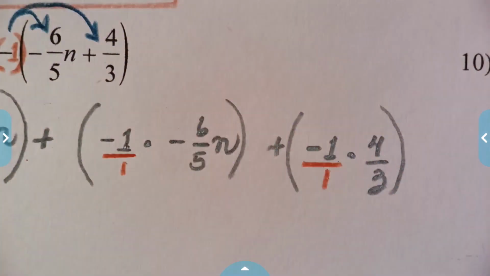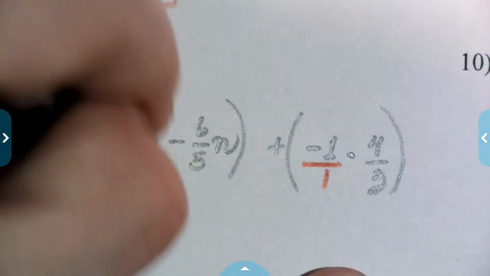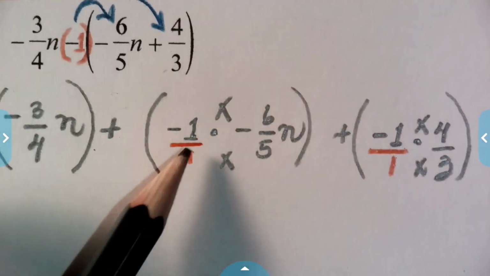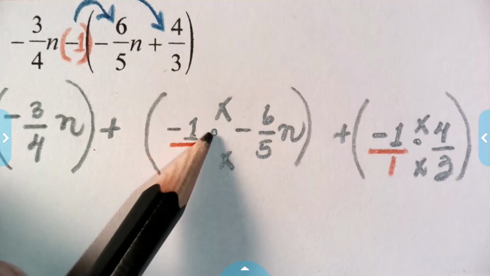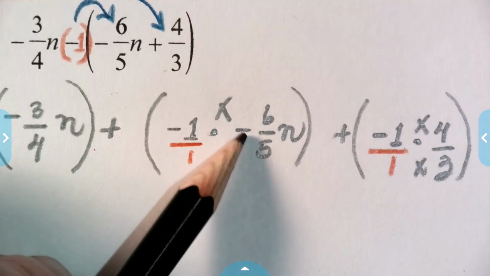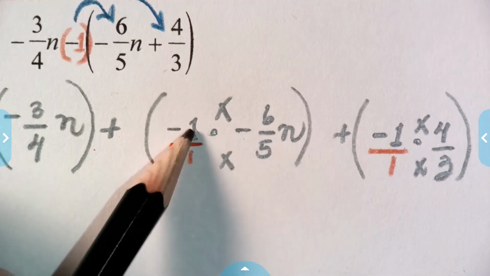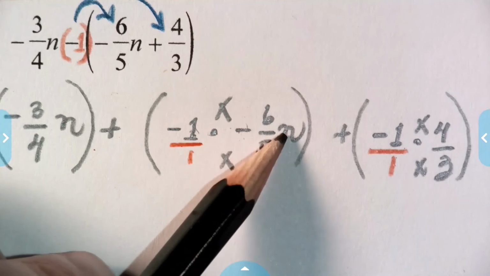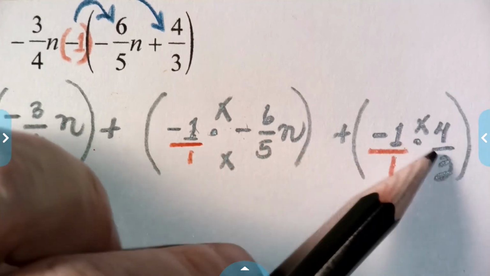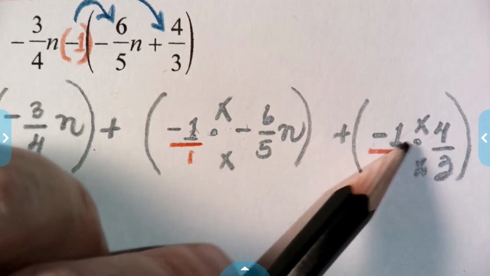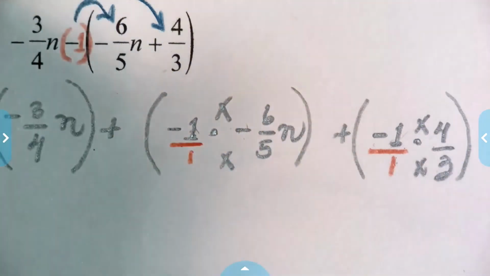Let's deal with these. We're really just going to multiply across the top and across the bottom because there's no reduction or anything like that. You're really just changing the sign when you multiply by -1 or divide by -1. You're just changing the sign. So a negative times a negative is a positive. So this is just going to be 6/5n. And this is going to be, it was positive, now it's going to be -4/3.